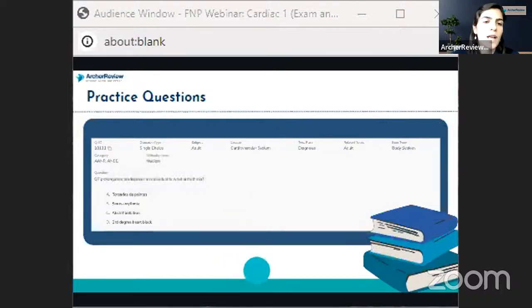So QT prolongation predisposes an individual to what arrhythmia? Is it A, torsades, B, sinus arrhythmia, C, AFib, atrial fibrillation, or D, third degree heart block? And I'll give you some time to answer.